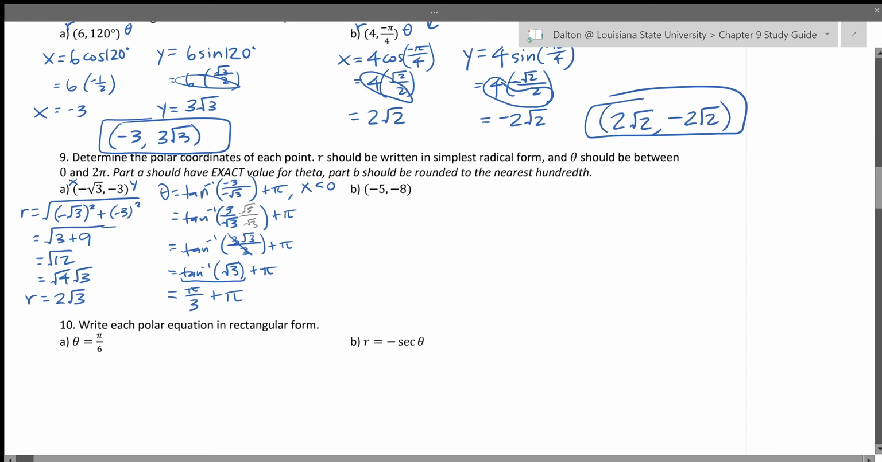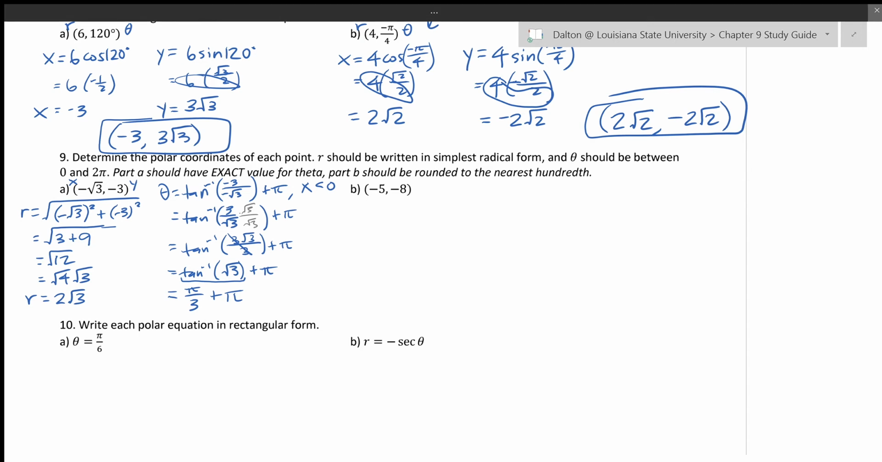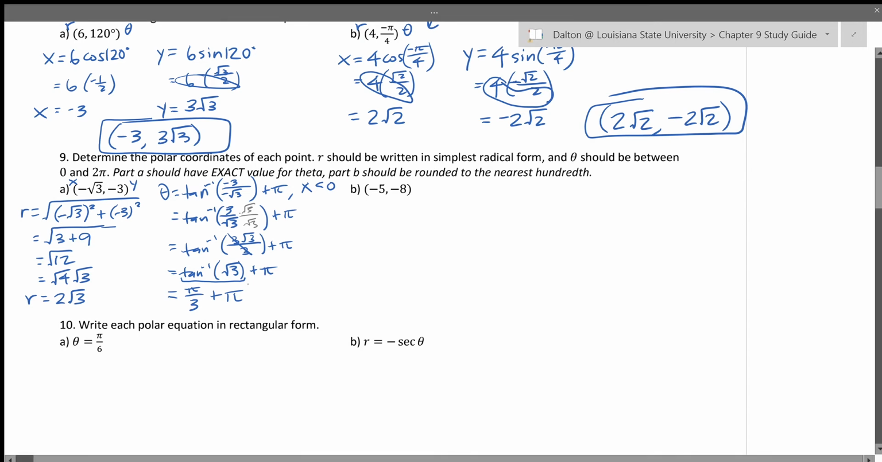Well, if I'm adding pi over 3 plus pi, pi can be rewritten as 3 pi over 3, right? And then when I add those fractions, 1/3 plus 3/3 pi, I get 4/3 pi, or 4 pi over 3, giving me my final answer in polar points, which will be 2 square roots of 3, comma 4 pi over 3. So finding the exact answer is a little bit more challenging because you have to deal with the algebraic reasoning, especially of the tangent part.